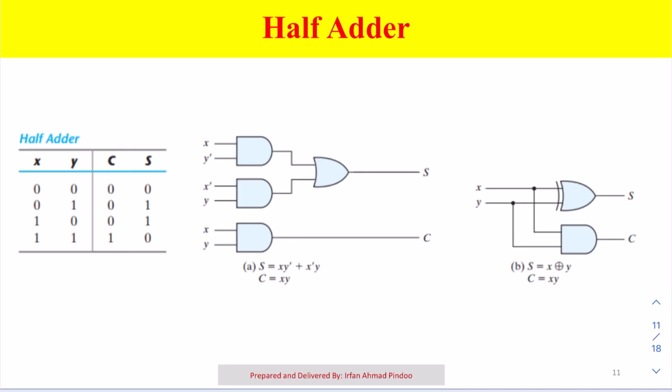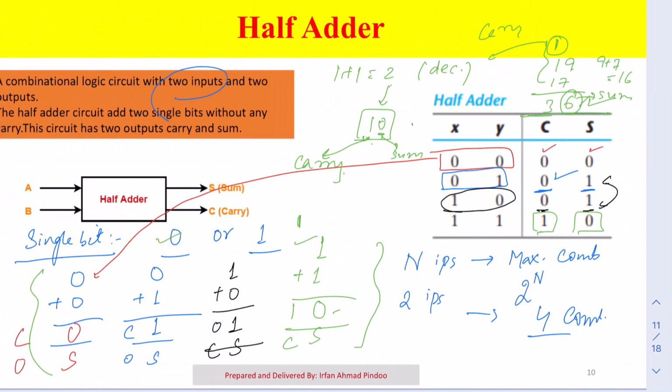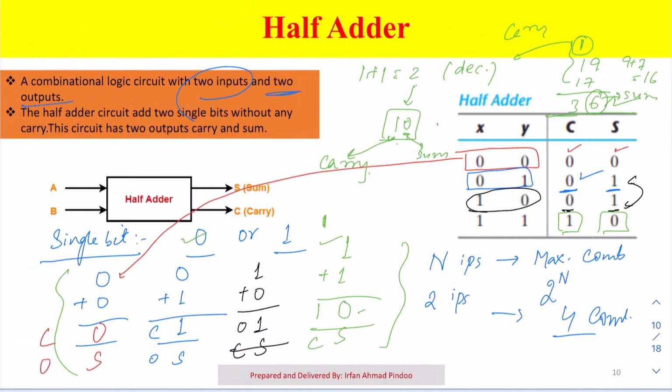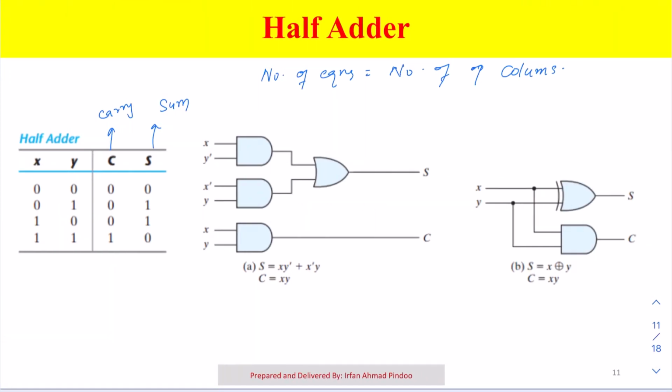It's very simple. Let us talk about the C column. C is carry and S is sum. Also you may note down, last time I told you some important things: the number of equations is equal to the number of output columns. So we have 2 output columns, because here we have 2 inputs and 2 outputs. 2 outputs means 2 output columns, so there must be 2 equations. One equation for carry, one equation for sum.